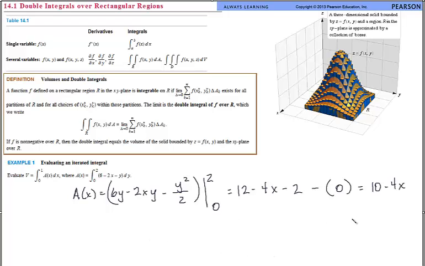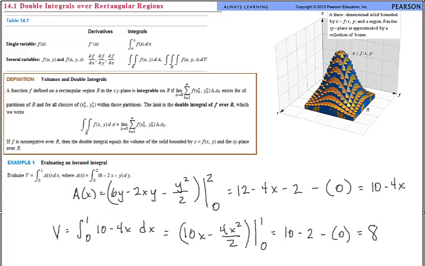Alright, so our area from 0 to 2 on the y is 10 minus 4x. Now our volume, we're going to integrate from 0 to 1 this 10 minus 4x with respect to x. So we'll get 10x minus 4x squared over 2, and this will be evaluated from 1 to 0. Plug that in, and we get an 8. So our volume is then 8.